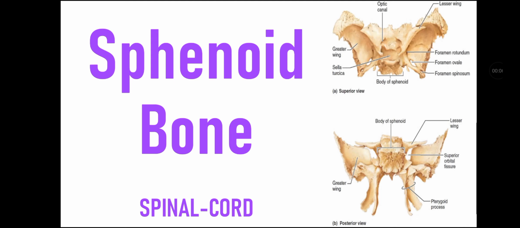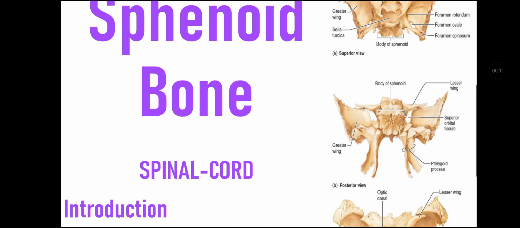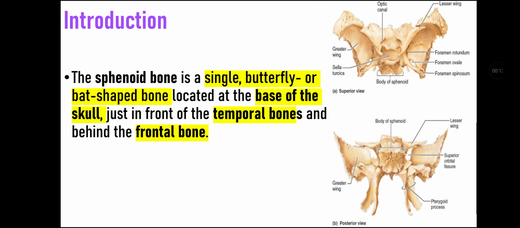And here at the side you can see the diagrammatic representation of sphenoid bone for the reference. So let's start the video with introduction. Sphenoid bone is a single, butterfly or pear-shaped bone as you can see in the diagram. It is located at the base of skull, just in front of temporal bone and behind the frontal bone.